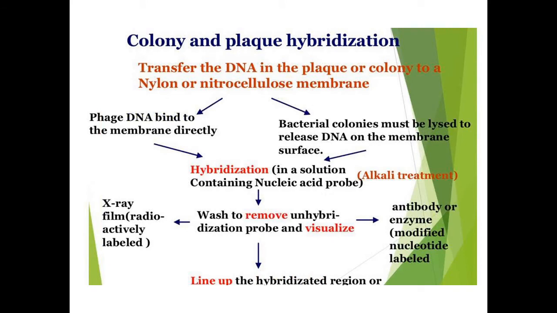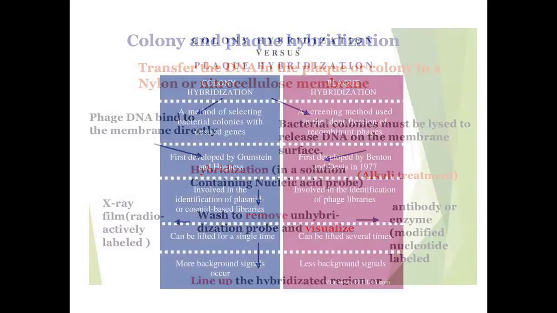Coming to colony and plaque hybridization, we will explain the bacterial one for now. Bacterial colonies are taken up and they are lysed to release DNA on the membrane surface, and then hybridization is carried out. We remove the unhybridized probe and then we can visualize it either by using X-ray film, or the streptavidin biotin system can be used for this, or we can also use antibody to visualize the results.